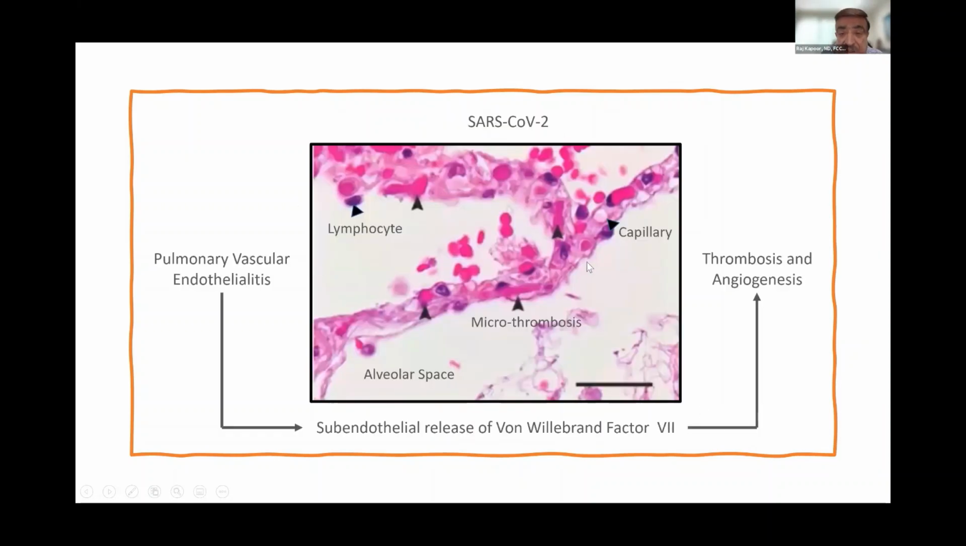When you look at the microscopic structure of the alveolus, you will find that there is a lymphocytic infiltration. This is a capillary which is open, whereas this is microthrombosis occurring within the capillary. And this is the alveolar space, and this is all fibrin inside the lung. As you can see, there's a subendothelial release of von Willebrand factor, and this will cause thrombosis and angiogenesis. And there'll be pulmonary vascular endothelialitis, or inflammation of the endothelial cells.